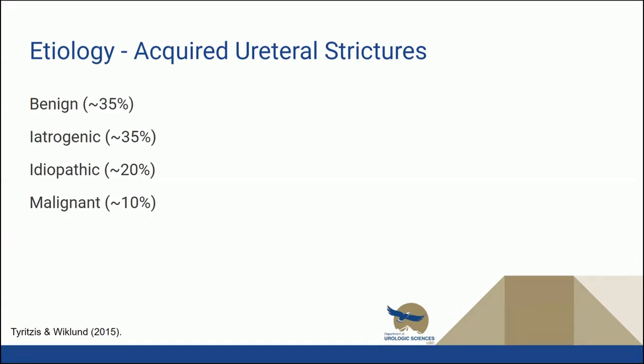And so a lot of this discussion today will be based on acquired ureteral stricture management, whereas congenital abnormalities are often dealt with in the pediatric setting, almost in the neonatal setting, when patients present with signs of obstruction on birth. Up to 35% of strictures are caused by benign and iatrogenic causes. About 20% of strictures are caused by idiopathic means and infection. And finally, 10% of acquired ureteral strictures can be attributed to malignant causes.